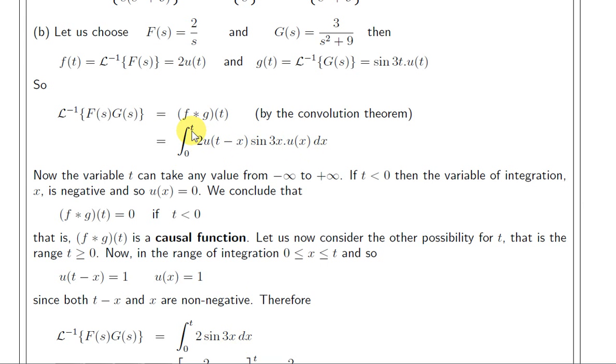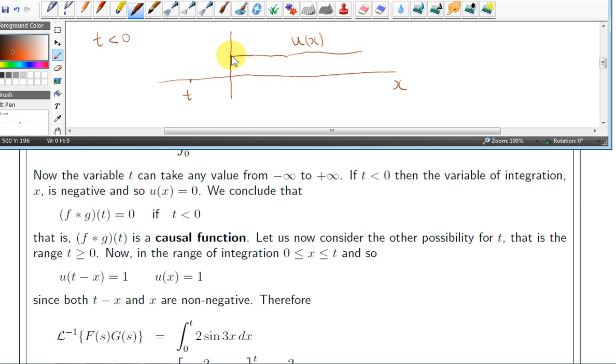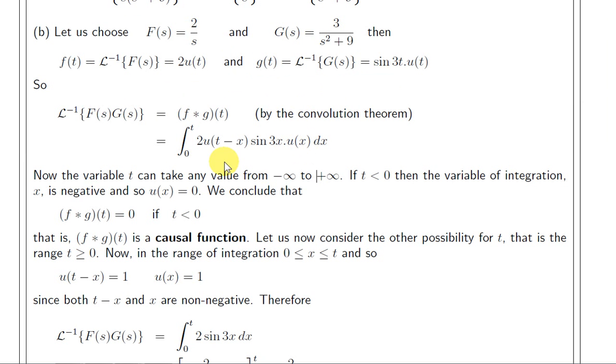Now what if t is negative? This is something I didn't state in the previous video. Well, if t is negative, we can see that u will be 0, because u of x is equal to 1 for x greater than 0, but it's equal to 0 for x less than 0. So u of t will equal 0. So this will be 0, so the whole thing will be 0. So the convolution is 0 if t is less than 0. And the convolution is the integral of 2 sine 3x with respect to x from 0 to t if t is positive.